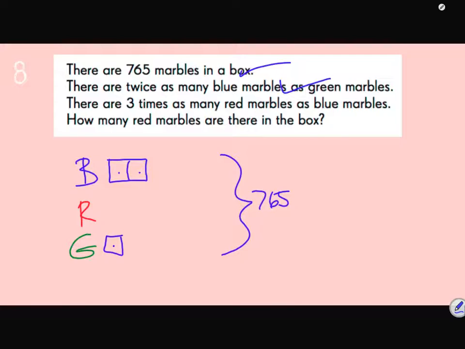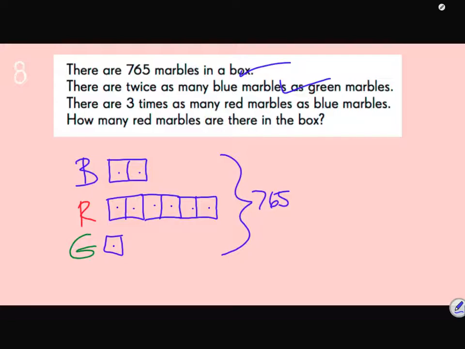Okay. There are 3 times as many red as blue. So red has to be 3 times as big as blue. If blue is 2 parts and red has to be 3 times as big as that, that means red will have 6 boxes. Because here's 1 time as big, 2 times as big, 3 times as big. 6 boxes, 3 times as big as blue.